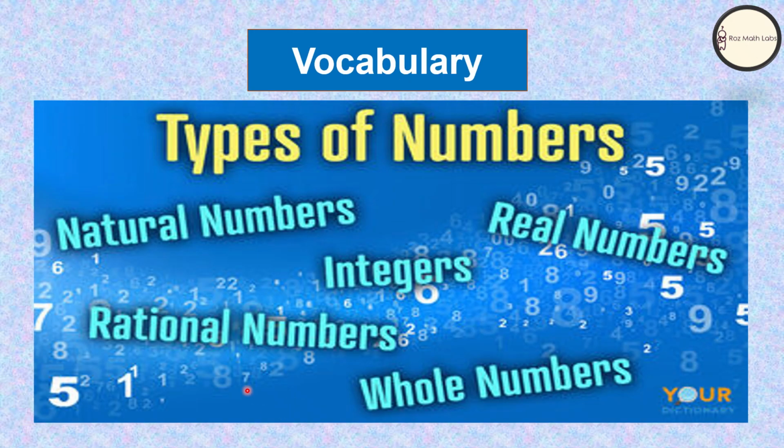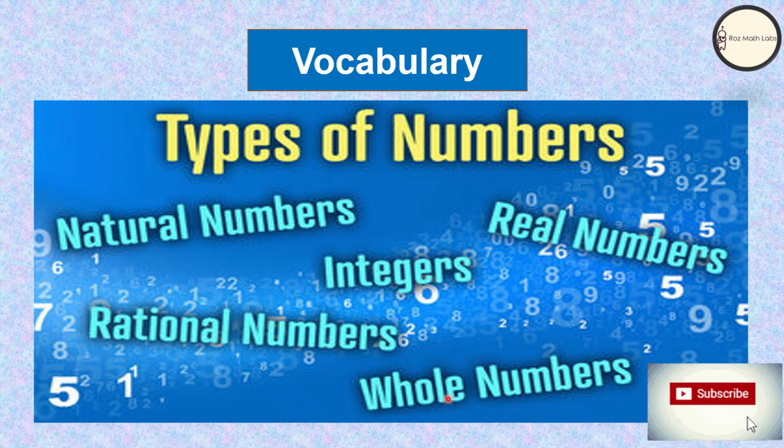Here are the types of numbers which we will be encountering: natural numbers, integers, rational numbers, whole numbers, real numbers, and so on. Let us represent the different sets of numbers in the form of a Venn diagram.